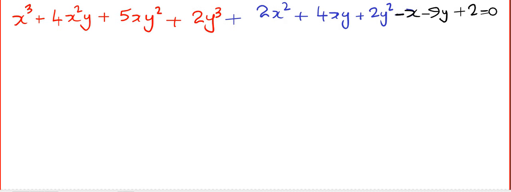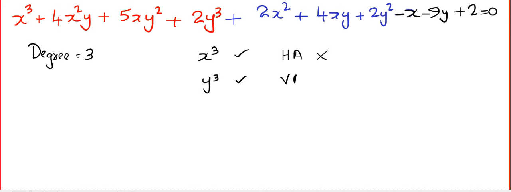Now, what is the first thing to do? Write the degree. Degree equal to 3. Next thing to do, check whether x to the power 3 and y to the power 3 are present or absent. Okay, present, present. That means no horizontal asymptotes, no vertical asymptotes. So what we do is we write, let y equal to mx plus c be the possible oblique asymptote.